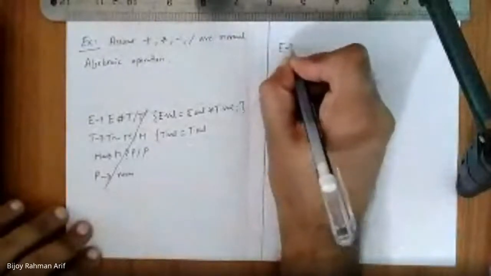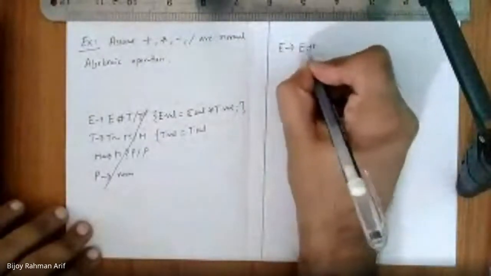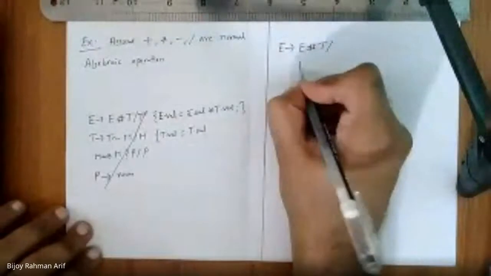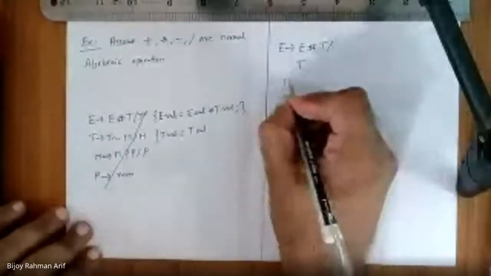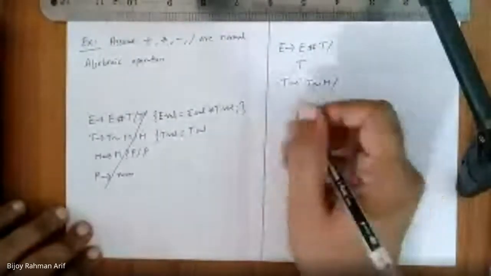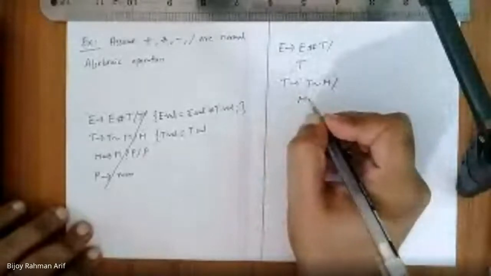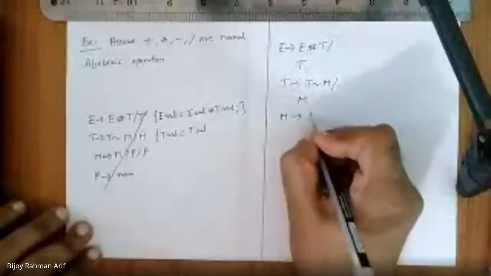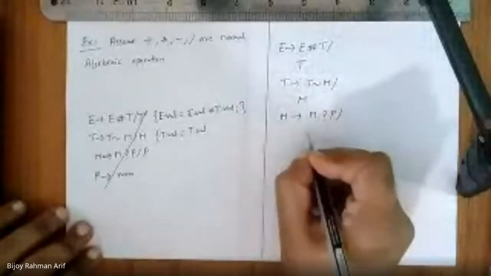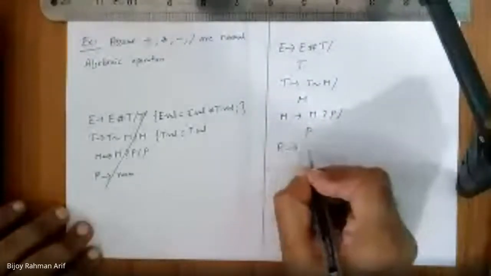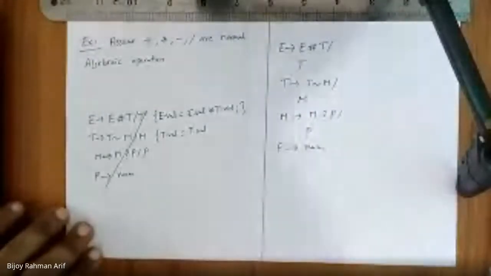E derives E hash T or T. T derives T wiggle M or M. And M derives M question mark P or P. P derives num. So this is my SDT. Then what is the action?